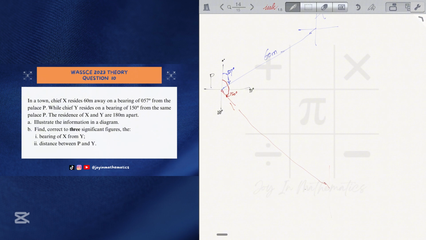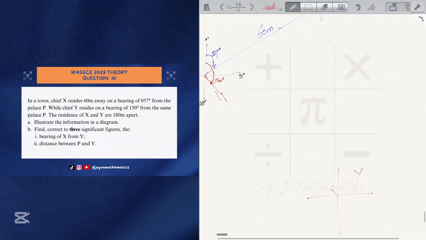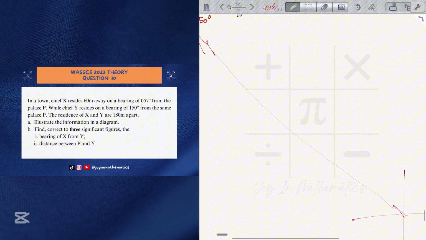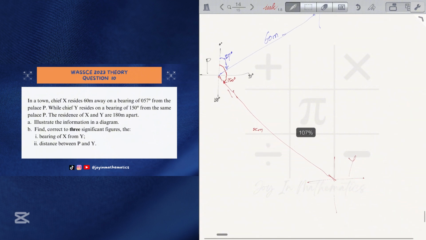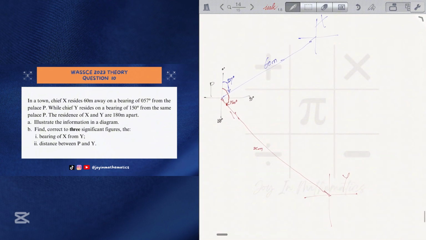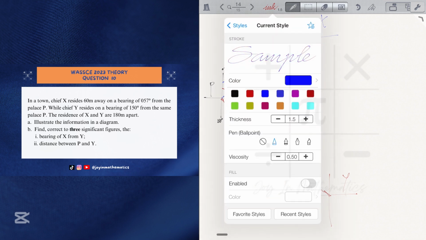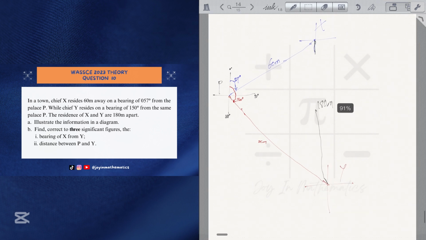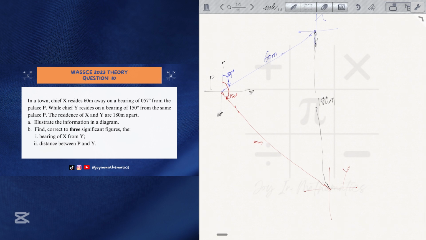And then we will have Chief Y. If that is Chief Y, we do not know the distance, so we'll just call it x meters. Now the distance between Chief X and Chief Y, which we'll join together here, is 180 meters. So this is XY, 180 meters.